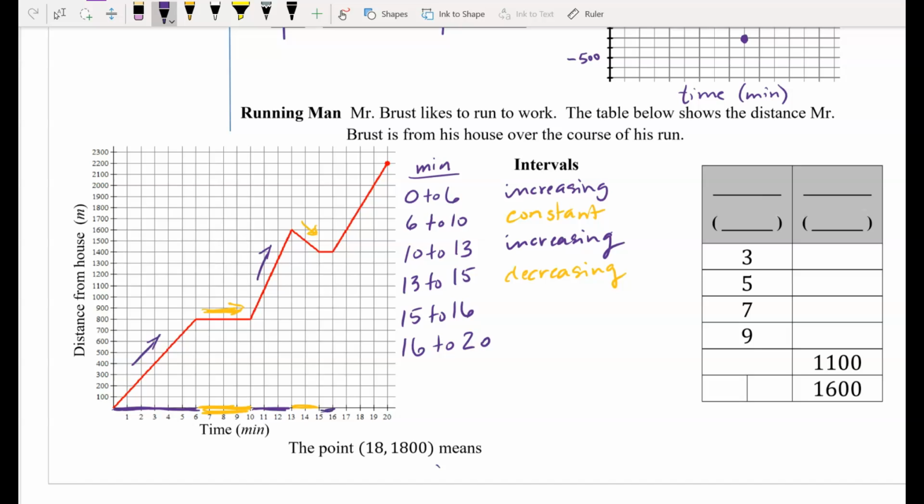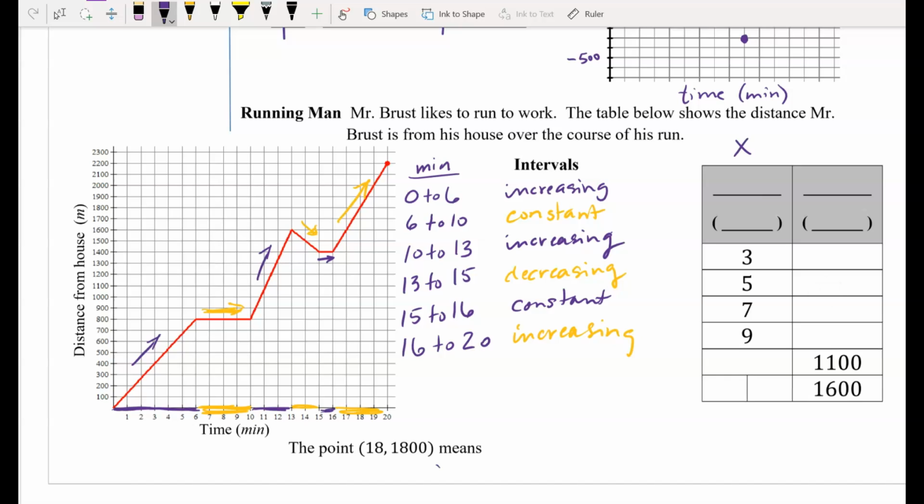From 15 to 16 minutes, we have another flat part, which means that the graph is constant. He's standing still for a minute, and then from 16 to 20, we see that from left to right, we're on another uphill part of the graph, which means that the graph is increasing. So when we say increasing, constant, and decreasing, we're talking about how far he is from his house. Now let's add this information to the table.